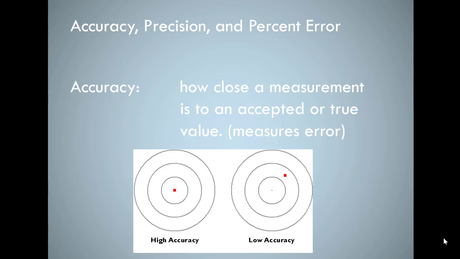In this goal, you need to know accuracy, precision, and percent error. Let's start off with some definitions. First of all, accuracy. Accuracy is how close a measurement is to accepted or true value. So this could be a value that you look up in a book.